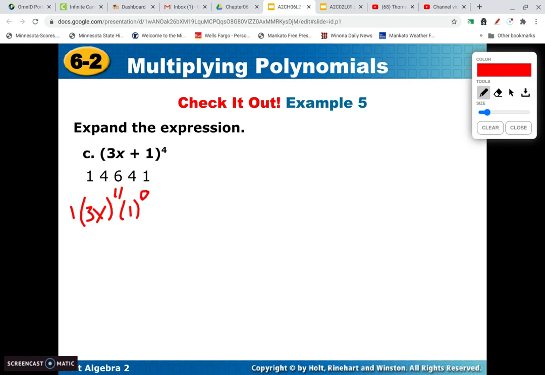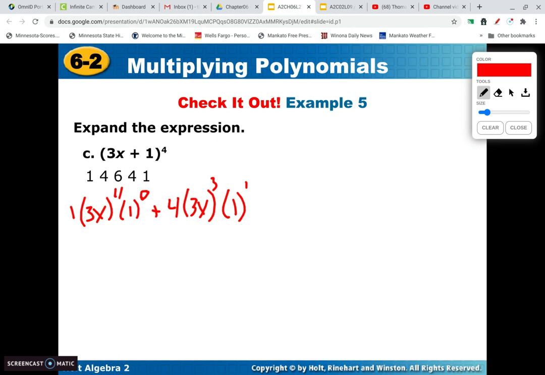All right, the next term, look at the pattern on that Pascal's triangle chart. We're going to go plus, it's the 4 here. We bring the 3x down to the third, and then the 1 goes to the first. Notice what will happen is we'll always have that 3x. It'll go 4, 3, 2, 1, 0. The 1, the second term, will go 0, 1, 2, 3, 4.